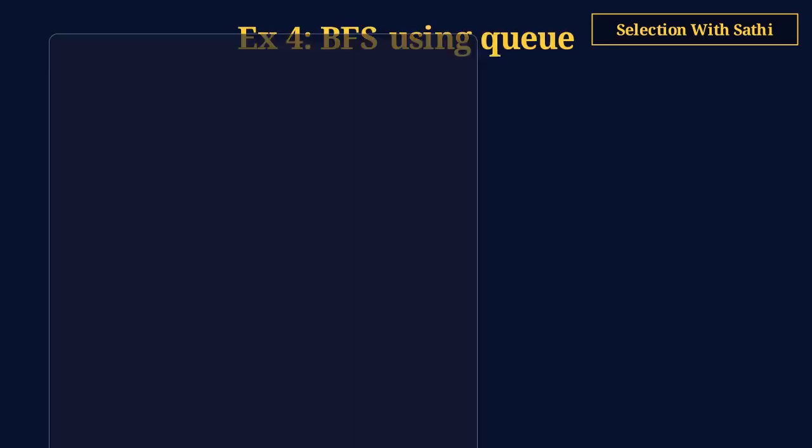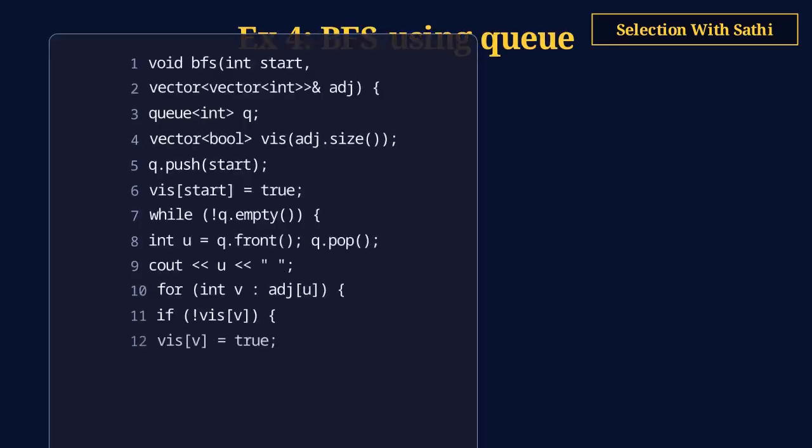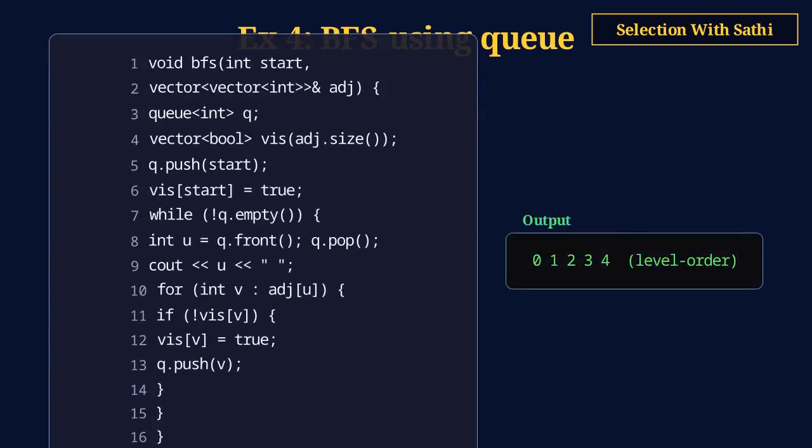Fourth example, priority queue. For a max heap, we declare priority_queue<int> and push 3, 5, and 1. The top is 5, the maximum. For a min heap, the declaration is longer: priority_queue<int, vector<int>, greater<int>>. We push the same values, 3, 5, 1. Now top returns 1, the minimum. Min heaps are essential for Dijkstra's algorithm and finding the k smallest elements.